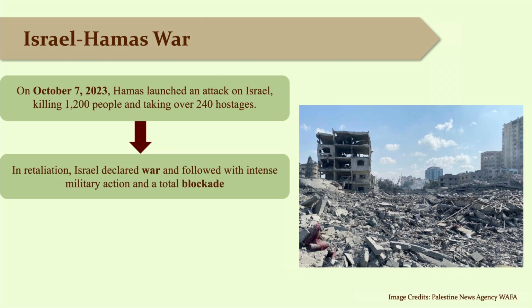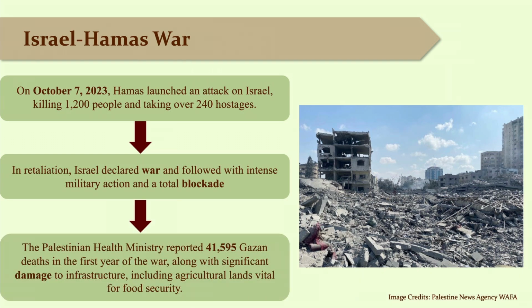And so within that first year of the war, the Palestinian Health Ministry reported around 42,000 Gazan deaths. I believe the figure today is closer to around 48,000 deaths. But along with this, there was significant damage to critical infrastructure, including agricultural lands. And these agricultural lands were vital for food security, especially since the Gaza Strip was under a total blockade.